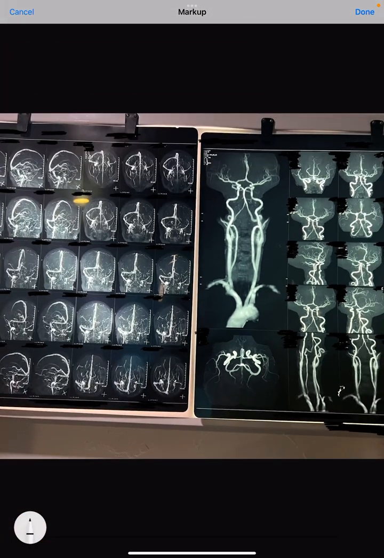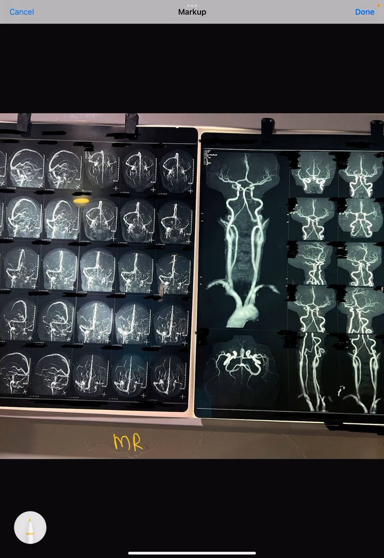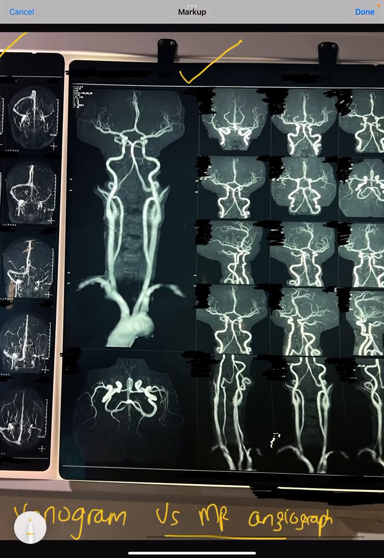So today we'll be discussing a very interesting MRI feature, that is MRV, that is venogram, MRI venogram versus MR angiography, that is magnetic resonance angiography. So in angiography, what we see is all the major blood vessels supplying the brain. This is MR angiography and this is MR venography, because here we are seeing veins. So in short, this is MR angiography of the brain.